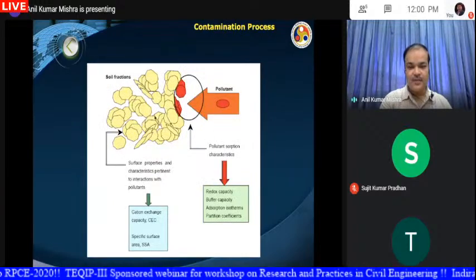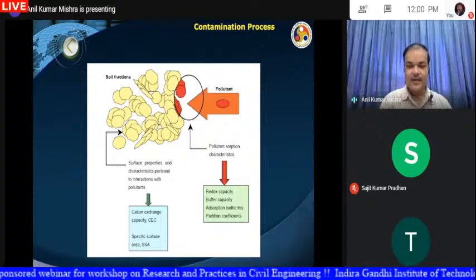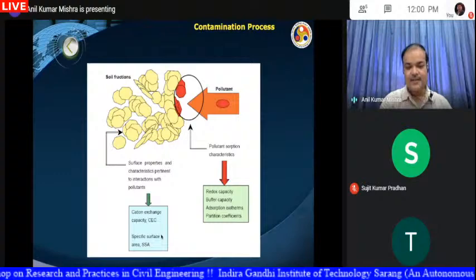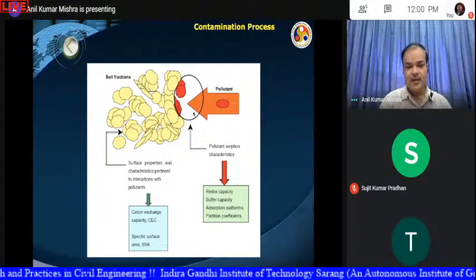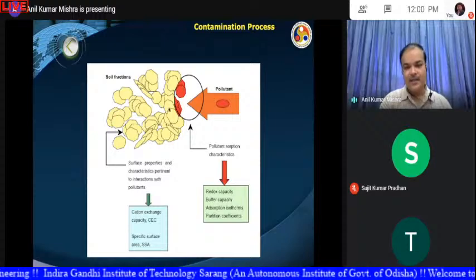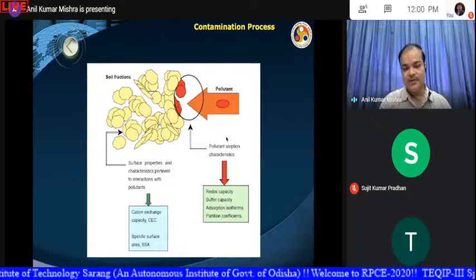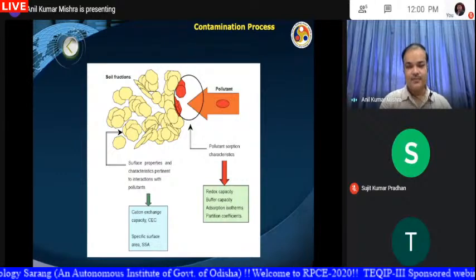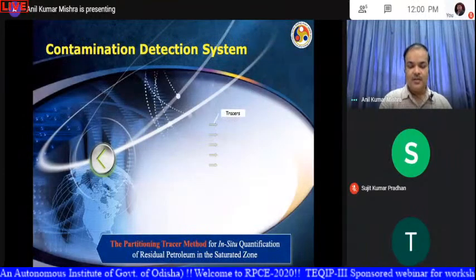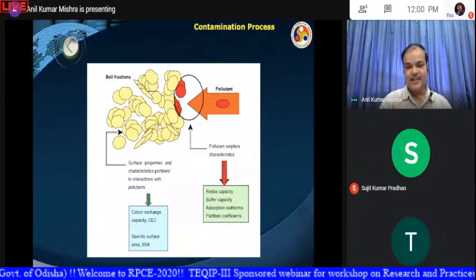You can see it's not that all the contaminants get absorbed by the clay. Depending on its cation exchange capacity and surface area, how much contaminant can get absorbed varies. The rest will again move through the soil and go into the water resource. These are the processes by which contamination takes place.